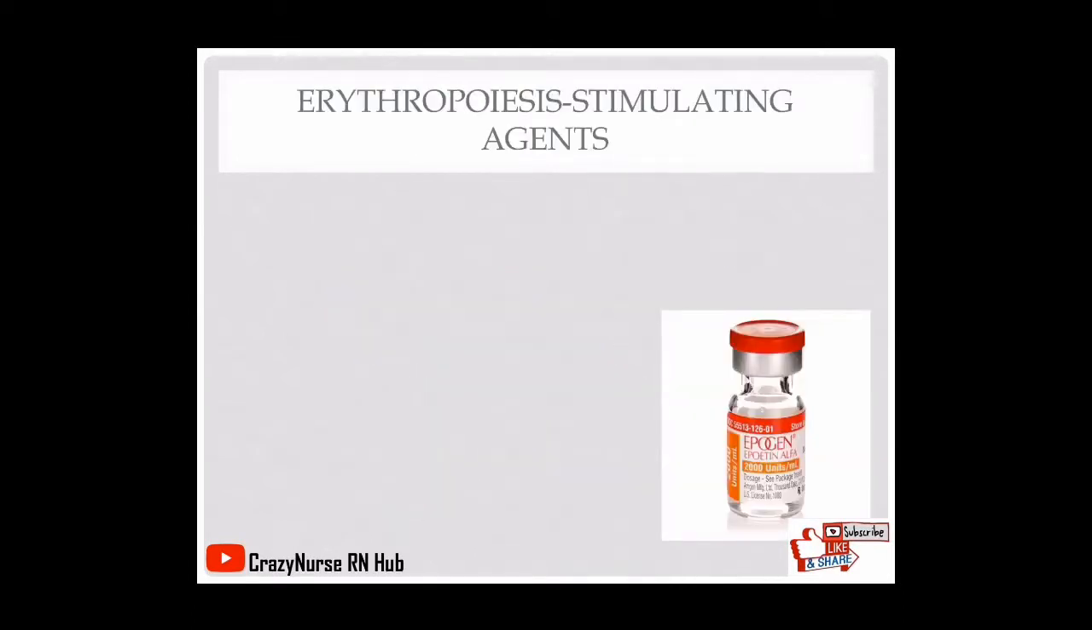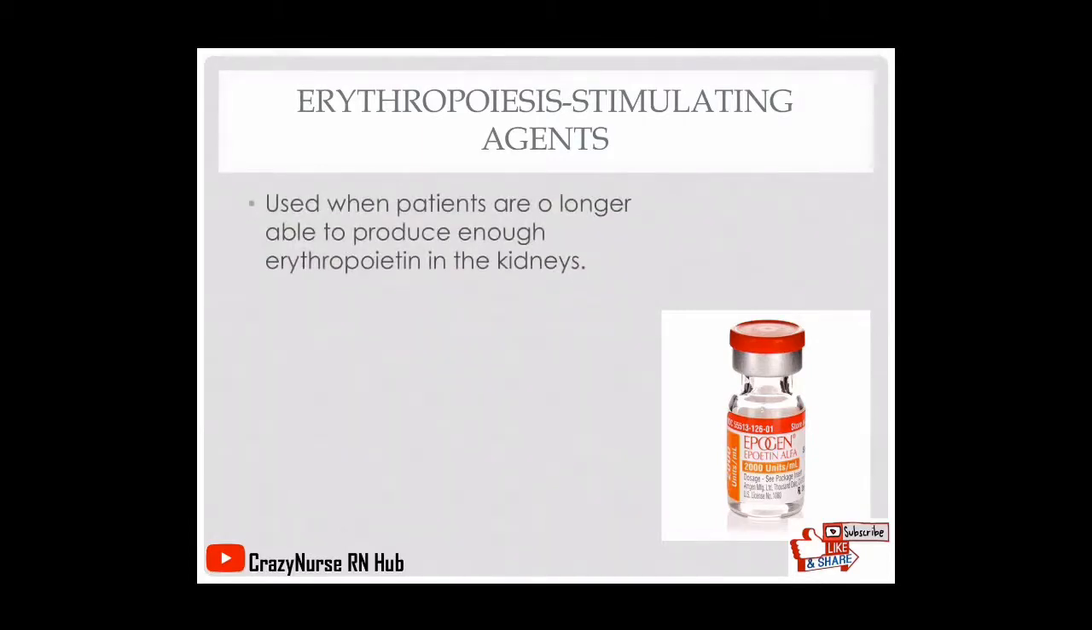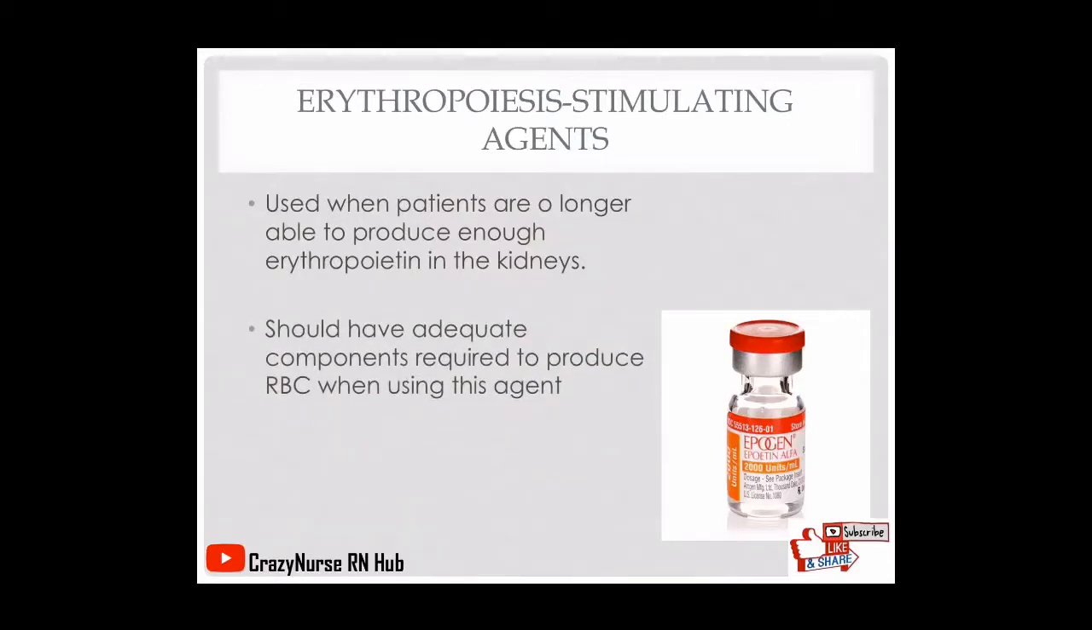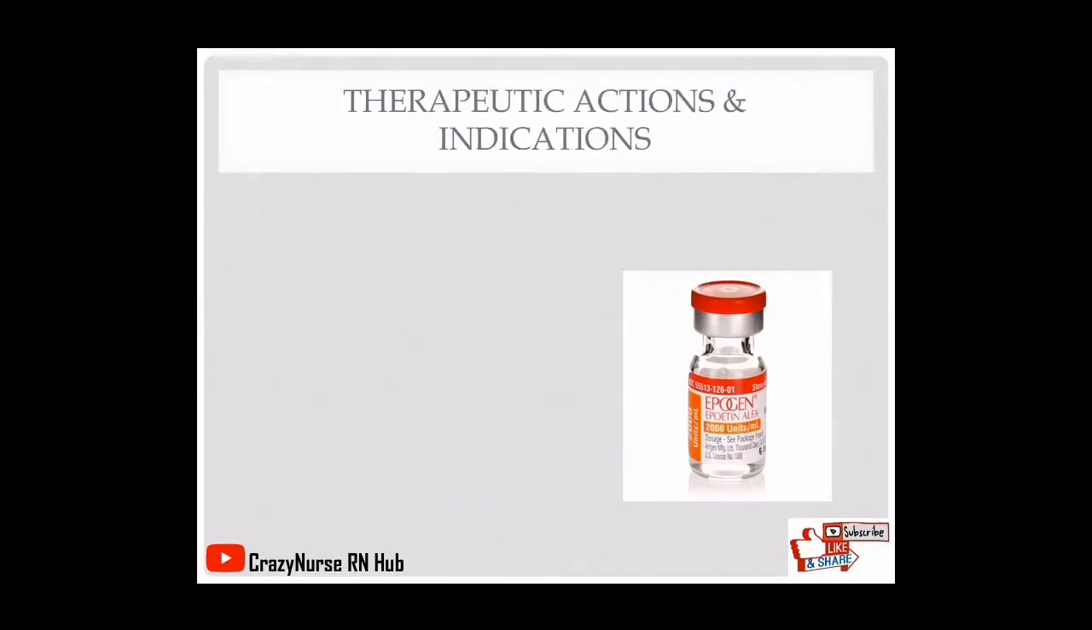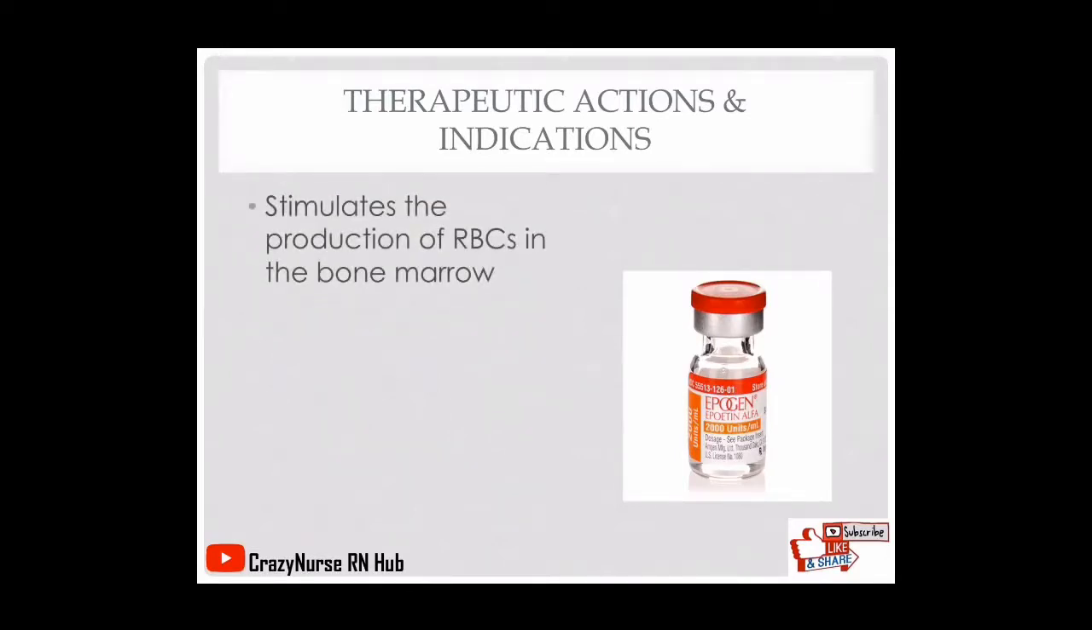First, let's have erythropoiesis-stimulating agents. It is used when patients are no longer able to produce enough erythropoietin in the kidneys. They should have the adequate components required to produce RBCs when using this agent. Examples are your epoetin alfa or Epogen, Procrit, darbepoetin alfa or Aranesp.